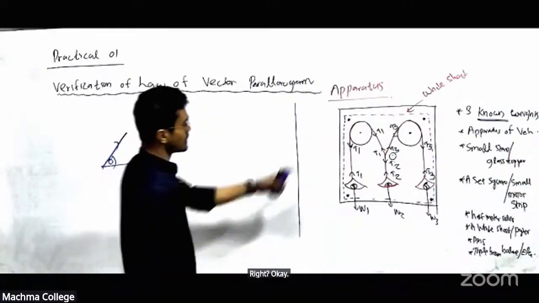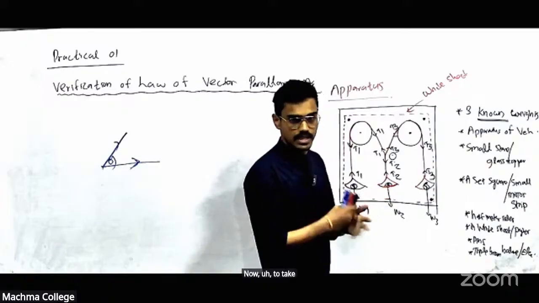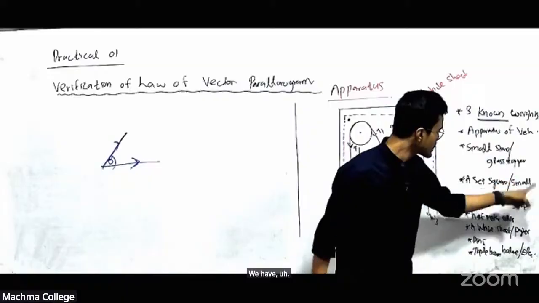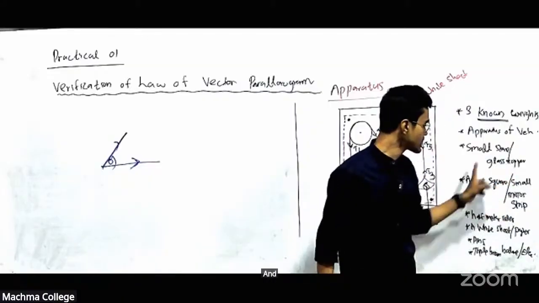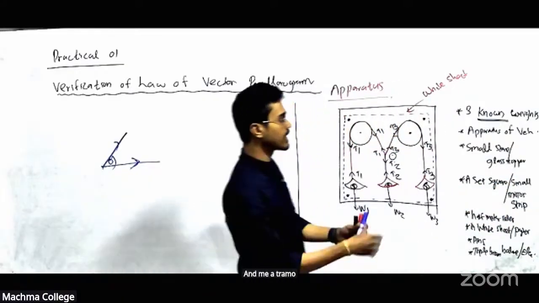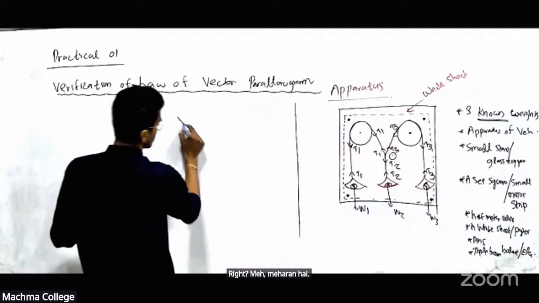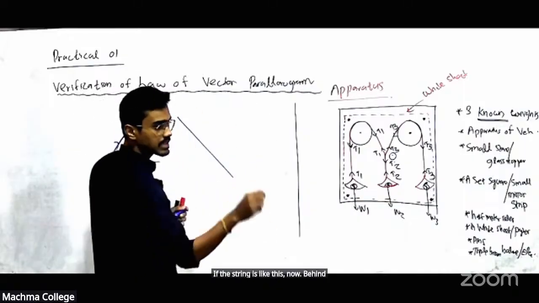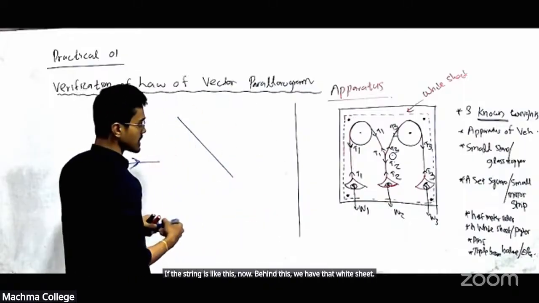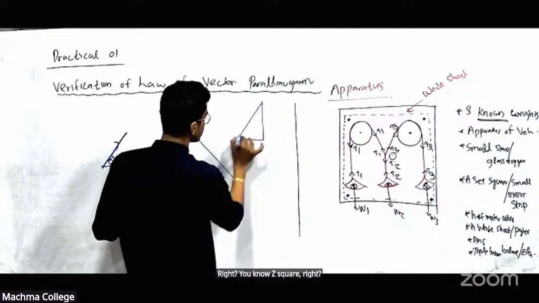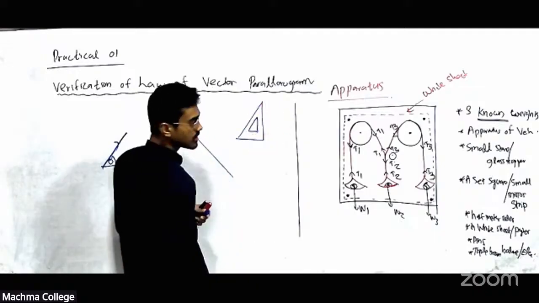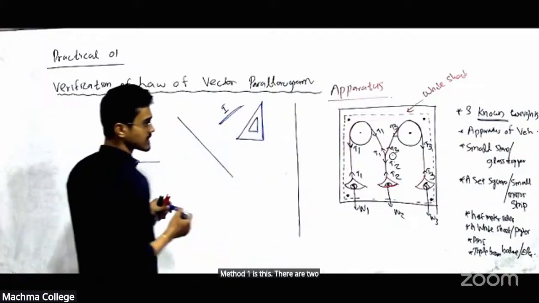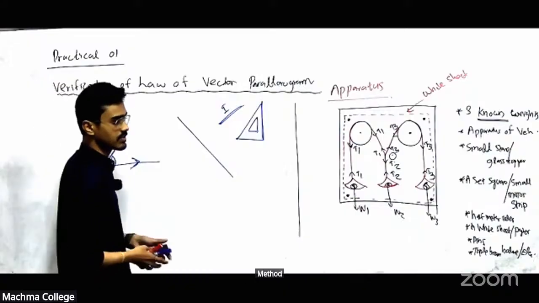Now, to take this to this paper, there are two methods. We have a set square and a small mirror strip. A set square or a mirror strip. Say one string is like this. Now behind this we have that white sheet. You know set square, right? Method 1 is this. There are two methods. I'll explain both. Method 1 is using set square.